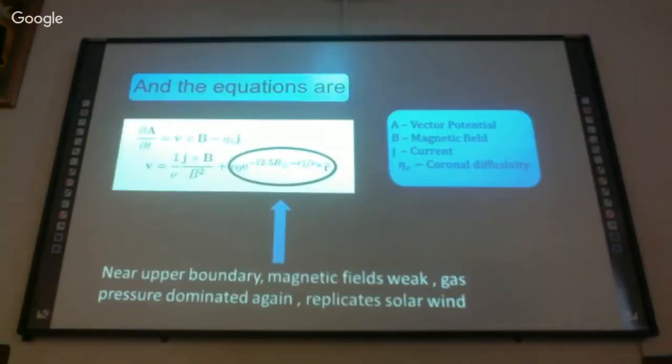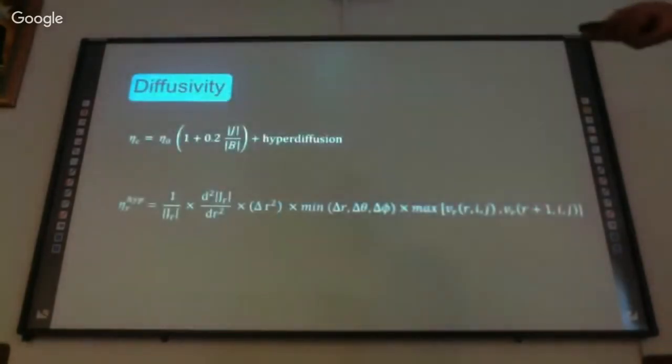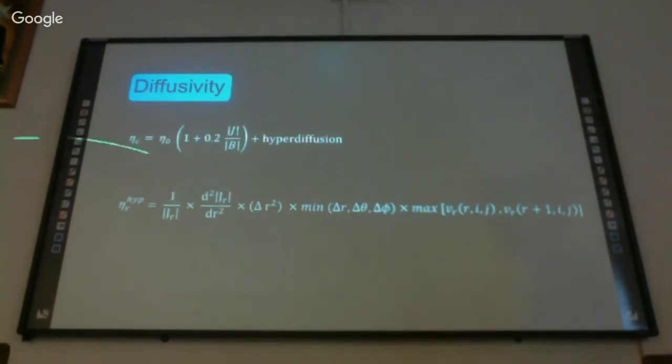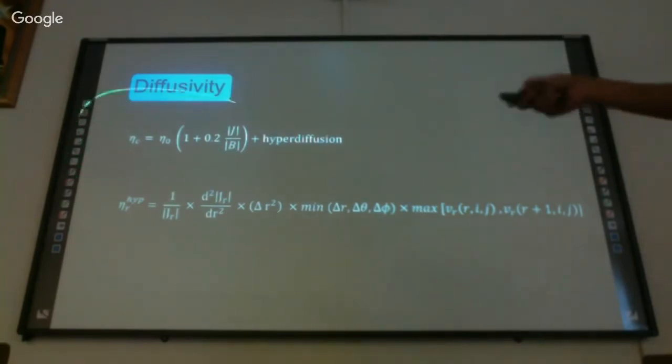The velocity is self-consistently determined by the existing structures in the corona. To ensure that you do not have too high velocities, which can occur in places where you have very high currents, we use very complicated diffusivities to diffuse away the currents. This is a diffusion term that we use. The diffusivity increases with the current, so when you have strong currents, to ensure that you do not have high velocities, you have to have high diffusivities to keep your code stable.